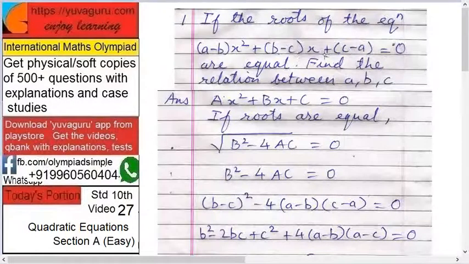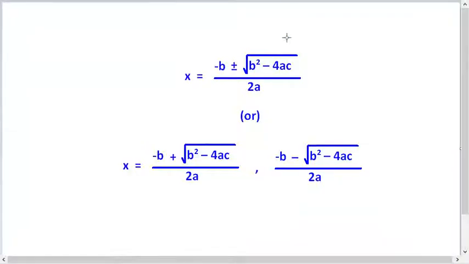Firstly, quadratic equations means you must always remember one basic formula. The roots of the quadratic equation are given by x equals minus b plus or minus root of b square minus 4ac upon 2a. It means either one root is minus b plus root of b square minus 4ac upon 2a, or minus b minus root of b square minus 4ac upon 2a. These are the two roots available.